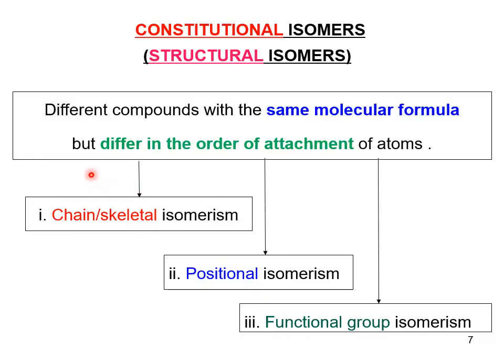So now we have to check one by one. Structural isomers are different compounds that have the same molecular formula but differ in the order of attachment of atoms. It can be chain or skeletal isomer, positional isomer, and functional group isomer. So what is the difference between these three different structural isomers?